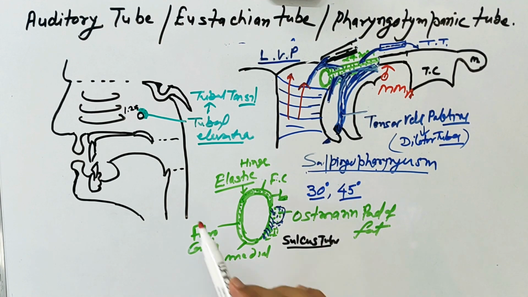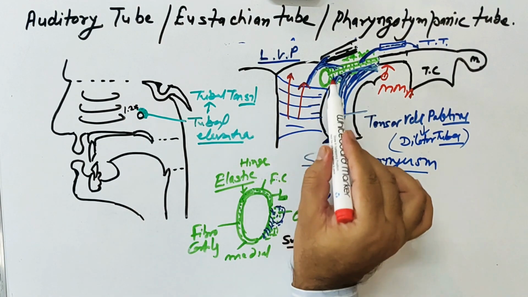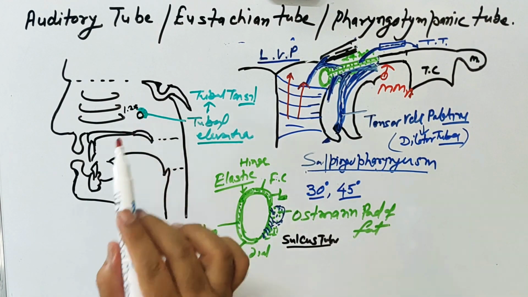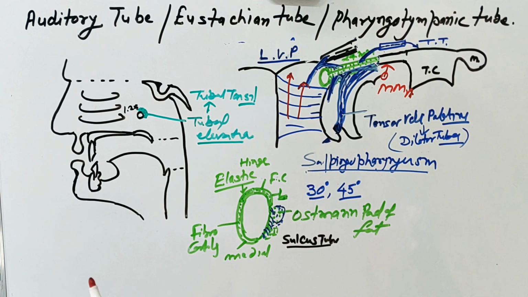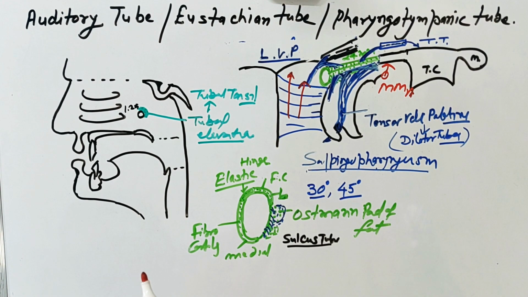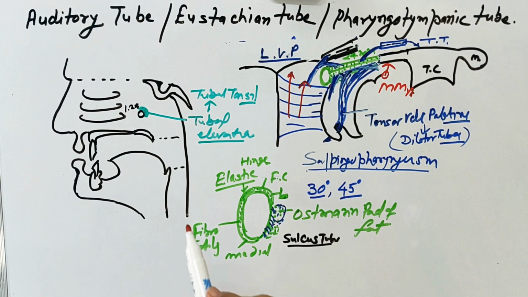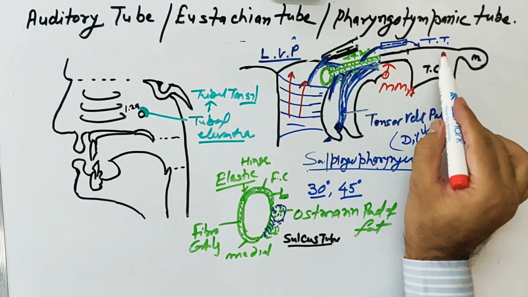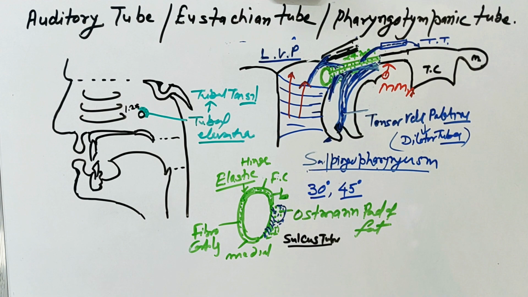Nerve supply is important. This medial part is supplied by the maxillary nerve, that is the pharyngeal branch of the pterygopalatine ganglion by the maxillary nerve. So this part is supplied by the maxillary nerve, and the rest, the lateral part, is supplied by the glossopharyngeal nerve, which also gives supply to the tympanic cavity.